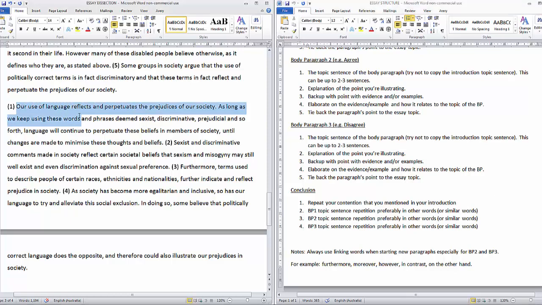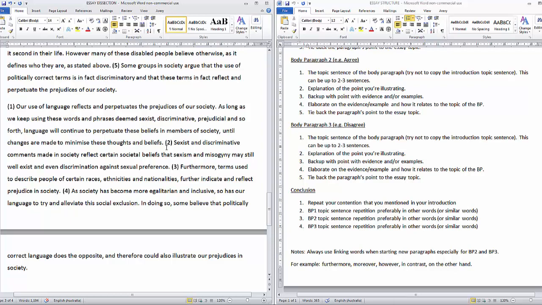We're now going to repeat the contention. Our use of language reflects and perpetuates the prejudices of our society. As long as we keep using these words and phrases deemed sexist, discriminative, prejudicial, and so forth, language will continue to perpetuate these beliefs in members of society until changes are made to minimize these thoughts and beliefs. There you go. That is the contention.